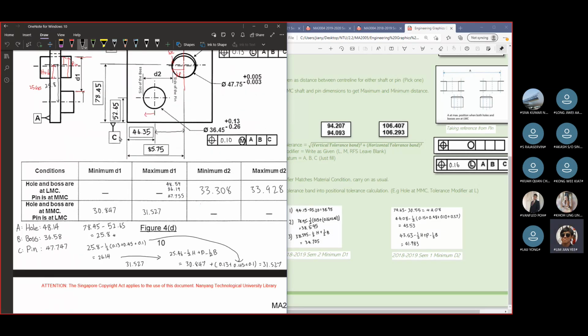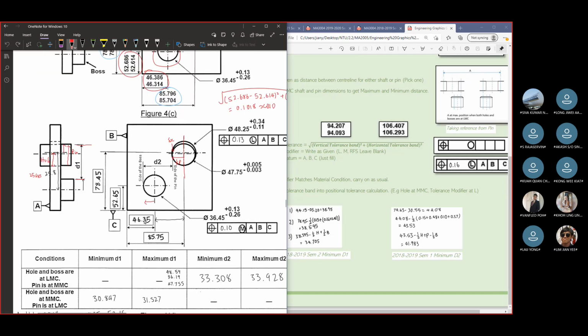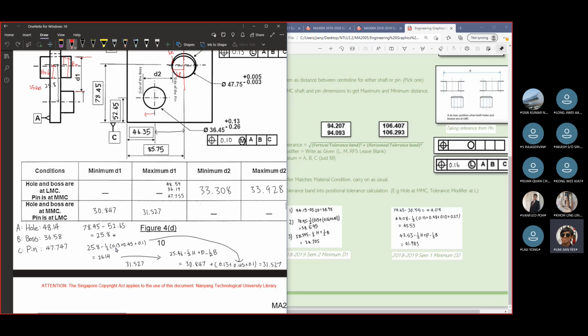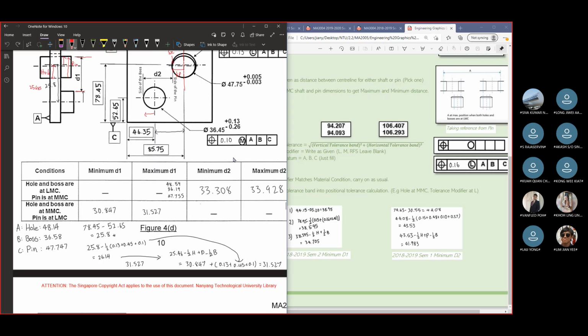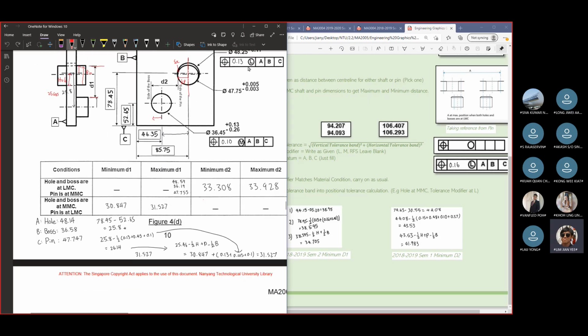So I would say this is more of a shortcut, because the long way is quite hard to explain and visualize. For the second step, you don't have to care about anything else. You just need to care whether your material condition is the same.